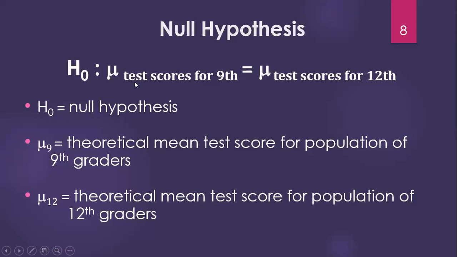So you can always write first our H0 colon mu for the dependent variable equals mu for the dependent variable, and then figure out how your independent variable breaks down into different categories. Here our independent variable is grade level, and there are two categories of that independent variable, 9 and 12. So we know that that is what we're comparing on the dependent variable.